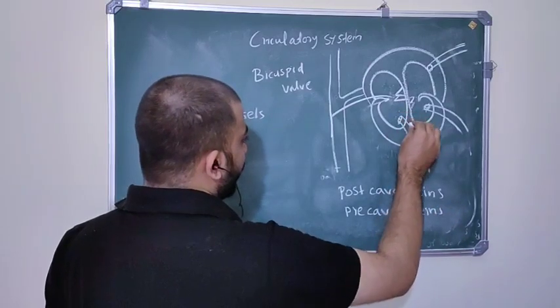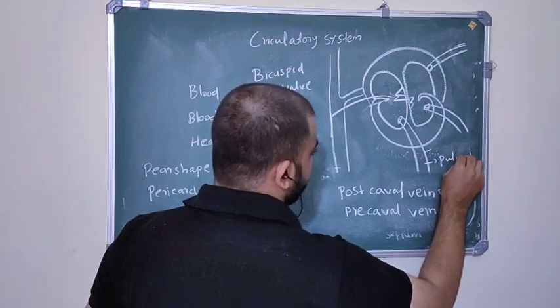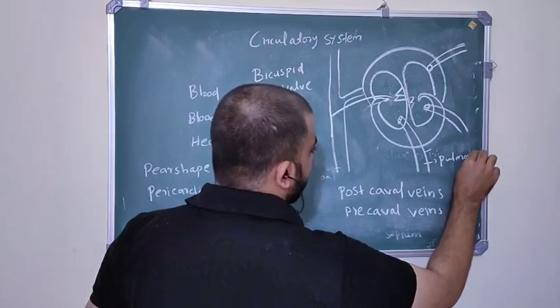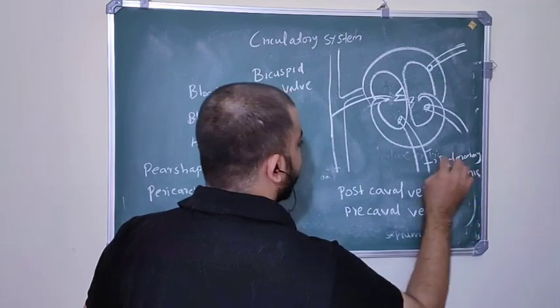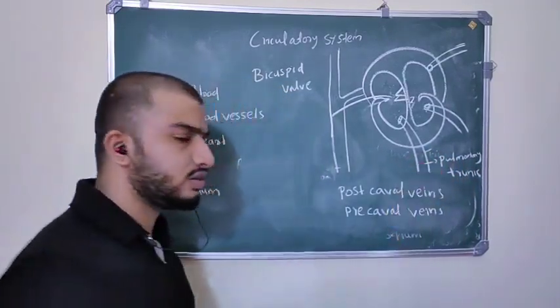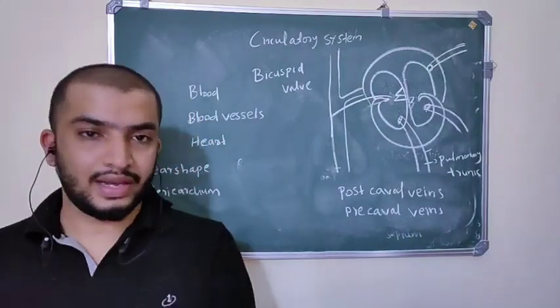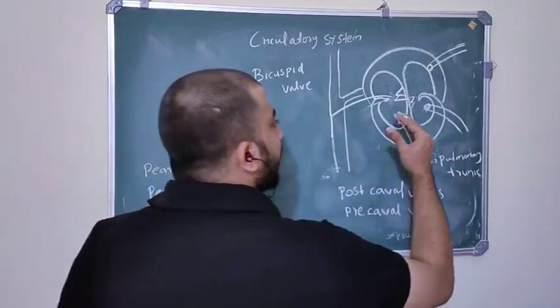From the right ventricle, blood goes to the pulmonary trunk. Okay, this is the pulmonary trunk. And this pulmonary trunk takes this deoxygenated blood into the lungs. Then what about the left part?